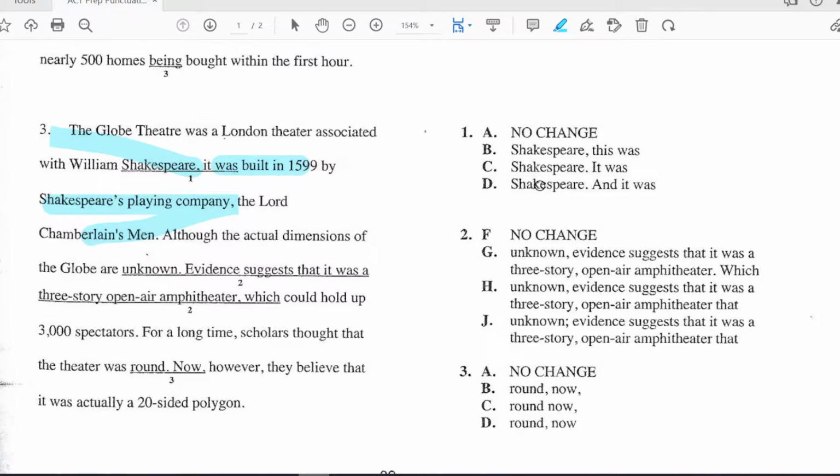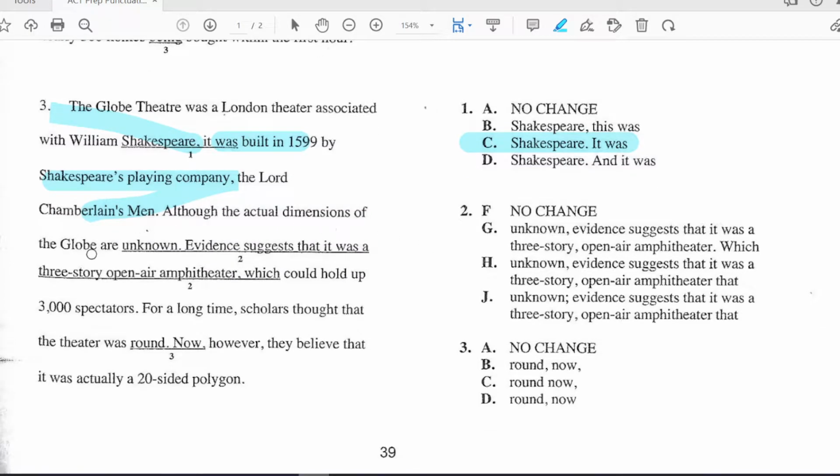So this makes it two sentences, but it starts the second one with and, that doesn't make a lot of sense. So let's go with C. So although the actual dimensions of the globe are unknown, period, evidence suggests that it was a 3-story open-air amphitheater, comma, which could hold up to 3,000 spectators.